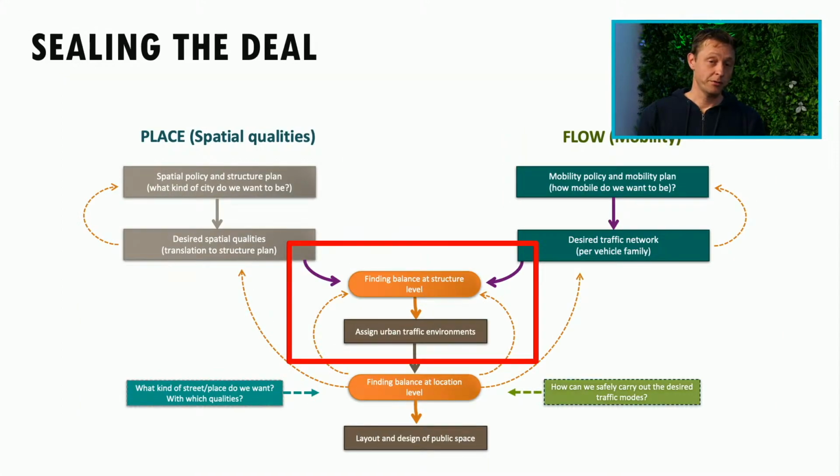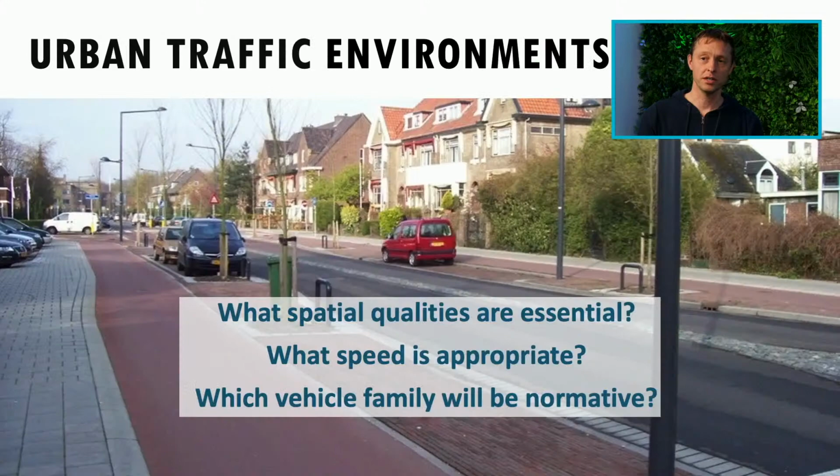So now today, the first part is about sealing the deal between place and flow on the structural and network level. And as I said, we're going to do that with urban traffic environments. So what is an urban traffic environment? So basically it's an area or a street, but it can be an area consisting of a lot of streets in which a certain set of qualities about both place and flow do apply. And attached to it, there's also a kind of maximum speed that fits those qualities.